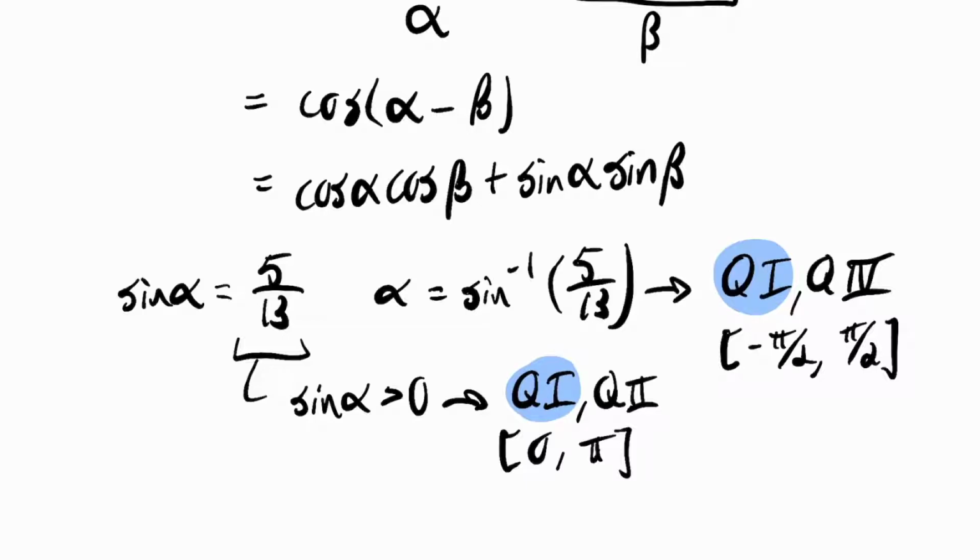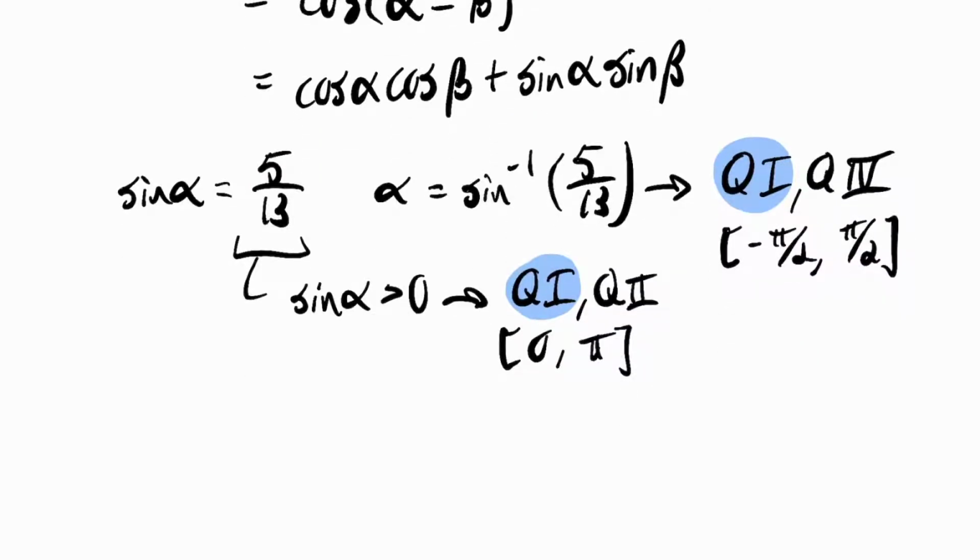So I know for alpha, cosine will be positive. Now, here I need sine alpha, but I already have sine alpha, so that part's done. But I do need cosine alpha. So I have to find cosine, and I can either use a reference triangle or I can use a trig identity. I'll go with the Pythagorean identity. We know that cosine squared alpha plus sine squared alpha equals 1, right?